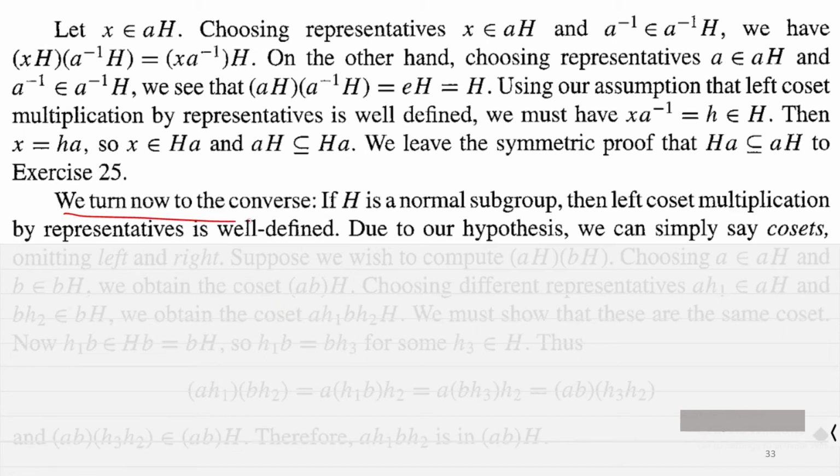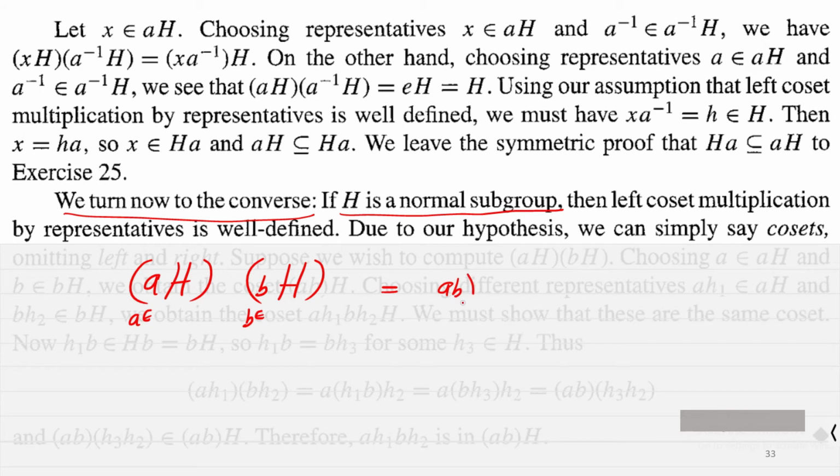Now, to prove the converse part, we assume that H is a normal subgroup and we prove that the coset multiplication given by the representatives is well defined. Note that since H is a normal subgroup, we can simply use the word cosets rather than the left cosets or right cosets. Let us start with considering the product of two cosets aH and bH. Since a and b are two usual members of these two cosets respectively, you can have aH times bH is equal to abH.